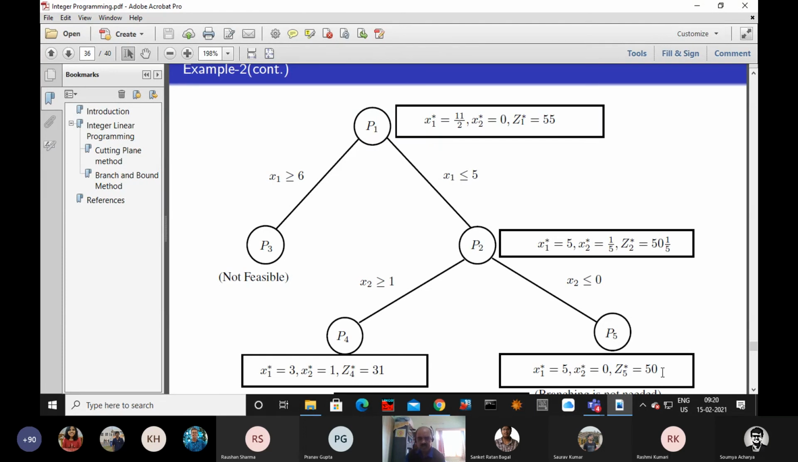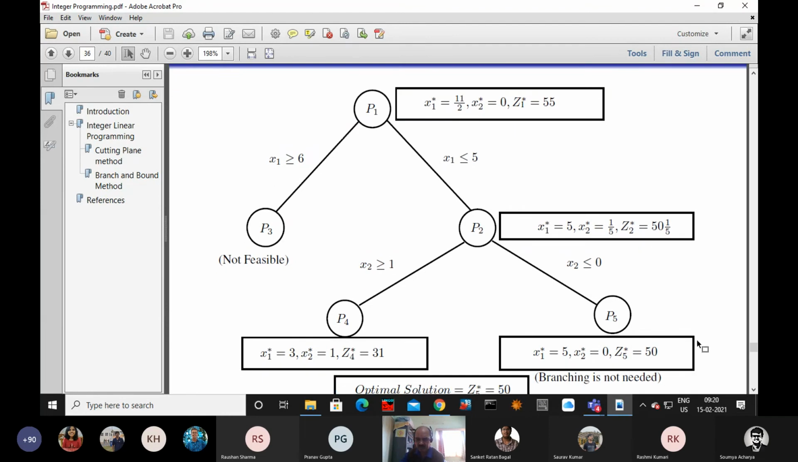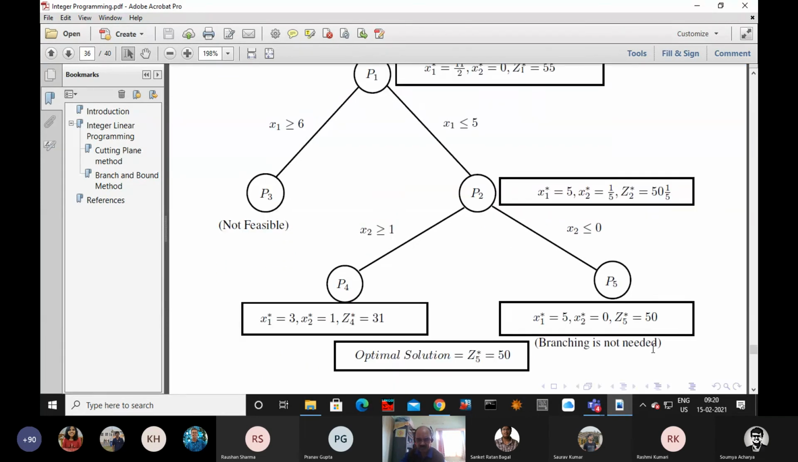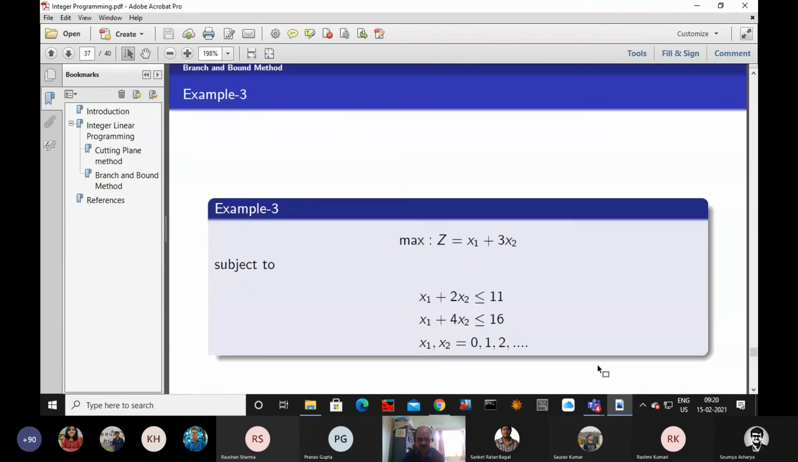This is a maximization type problem, so 50 is the answer. But if it is a minimization type, then 31 is the answer. That's all. Branching is not needed. The optimal solution is this. Example 3.